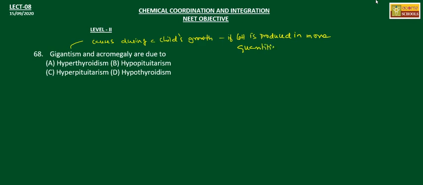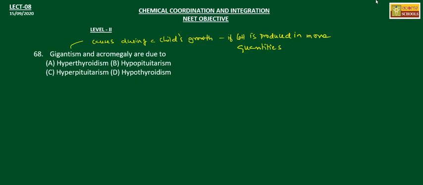Next question, gigantism and acromegaly are due to. Here gigantism is caused during a child's growth, if growth hormone is produced in more quantities.